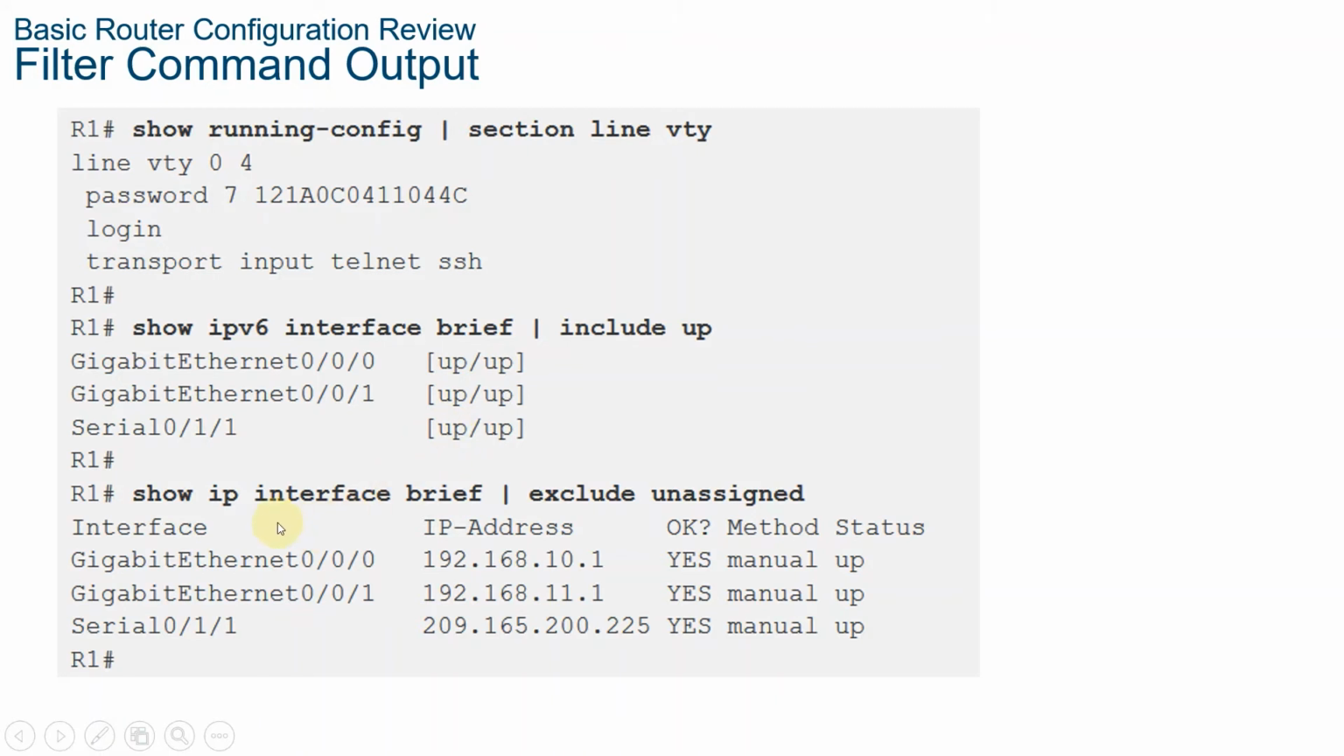All right. So next would be show IP interface brief exclude unassigned. So this will not display any interfaces that are unassigned. If you want to see only interfaces without the unassigned status, or IP address set to unassigned, in the specific interface, then you could use the exclude. Anything that you don't want to see on the output, use exclude.